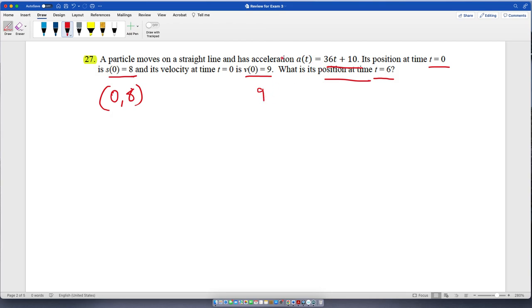So what would we do? Okay, so to get to the velocity, remembering acceleration is the derivative of velocity, if we get its antiderivative, that means we've gotten back to velocity, to its speed. So let's do that. So that tells us v of t. Now how do we get the antiderivative?